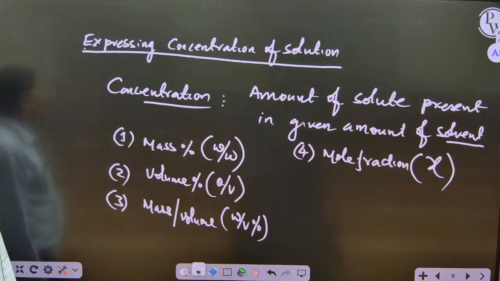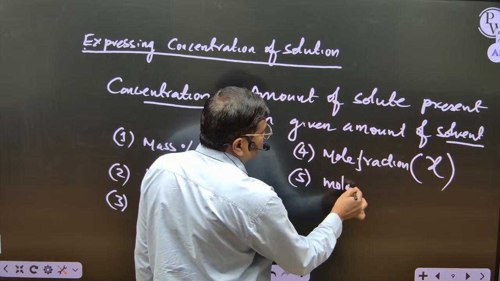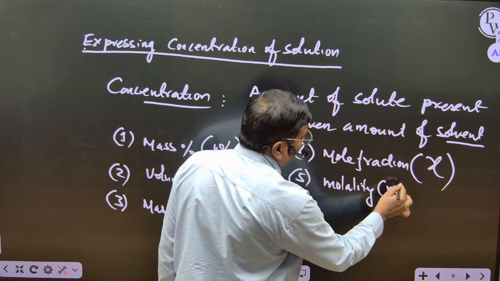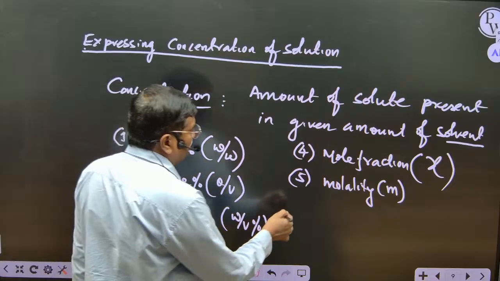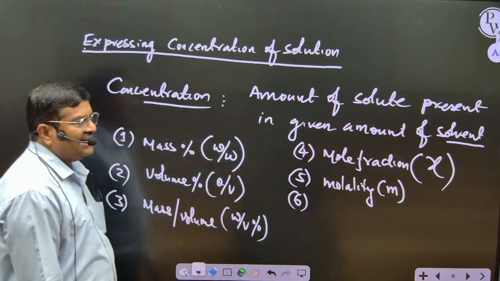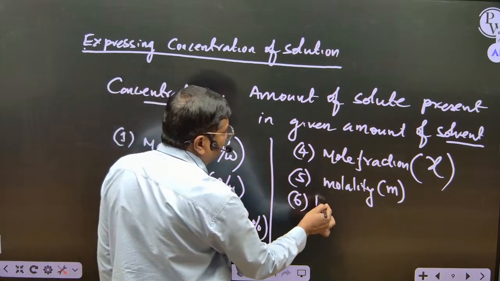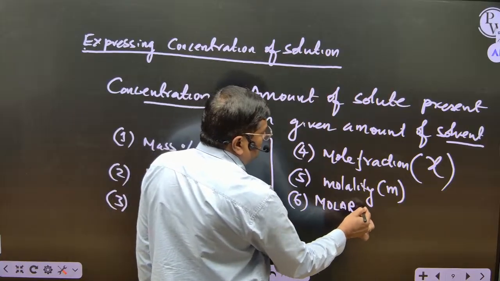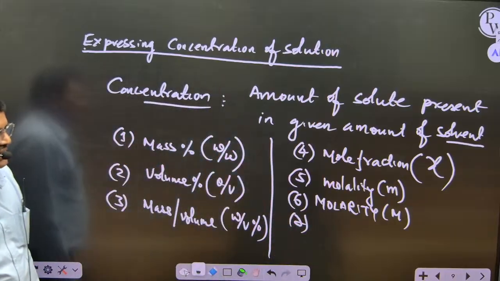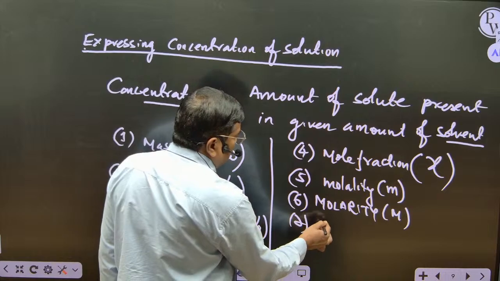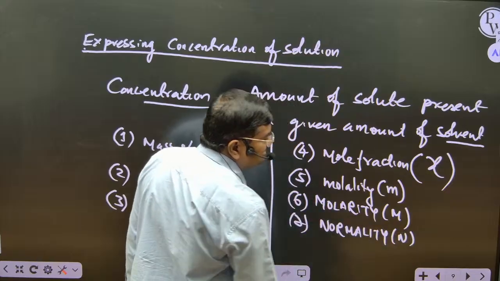The fifth one we are having is molality. Molality is shown by the symbol small m. Molality is another concentration. This you learned in 11th class, even then we repeat here. And the sixth concentration we are having is molarity. See the difference between molality and molarity. The sixth one is molarity, we represent with the capital M. And the seventh one we are having is normality. Normality is shown by the symbol capital N. And the last one we are having is ppm.